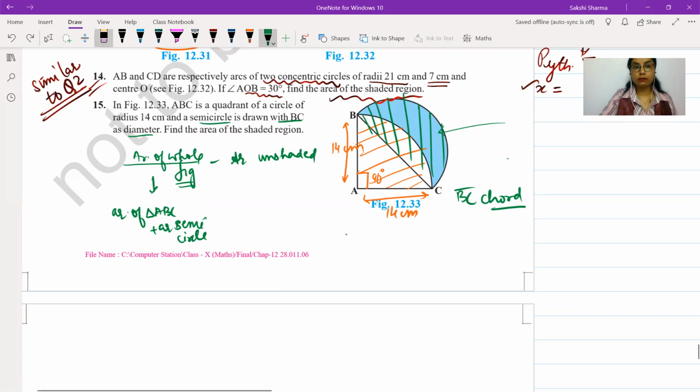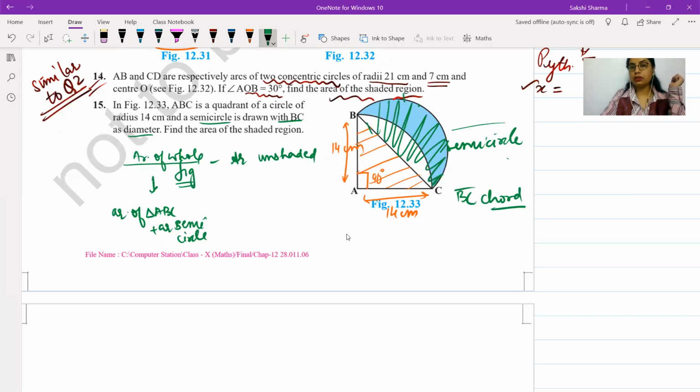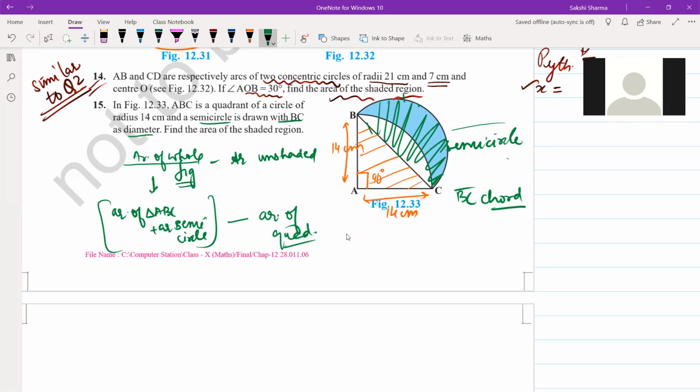The triangle will be this portion. This is the area of the triangle, the one shaded in orange. And then I can take the area of this semicircle. Adding the areas will give me the total area of this figure. From this total area, if I take away the area of the quadrant, which is the one in white, would you be left with the shaded area? Yes, ma'am. This is what we will do here.